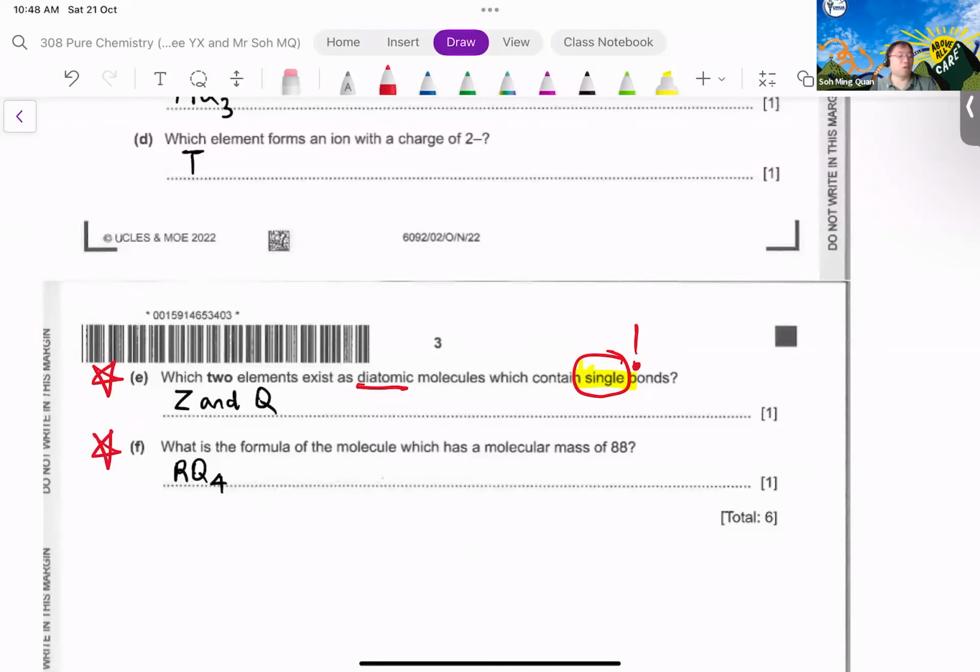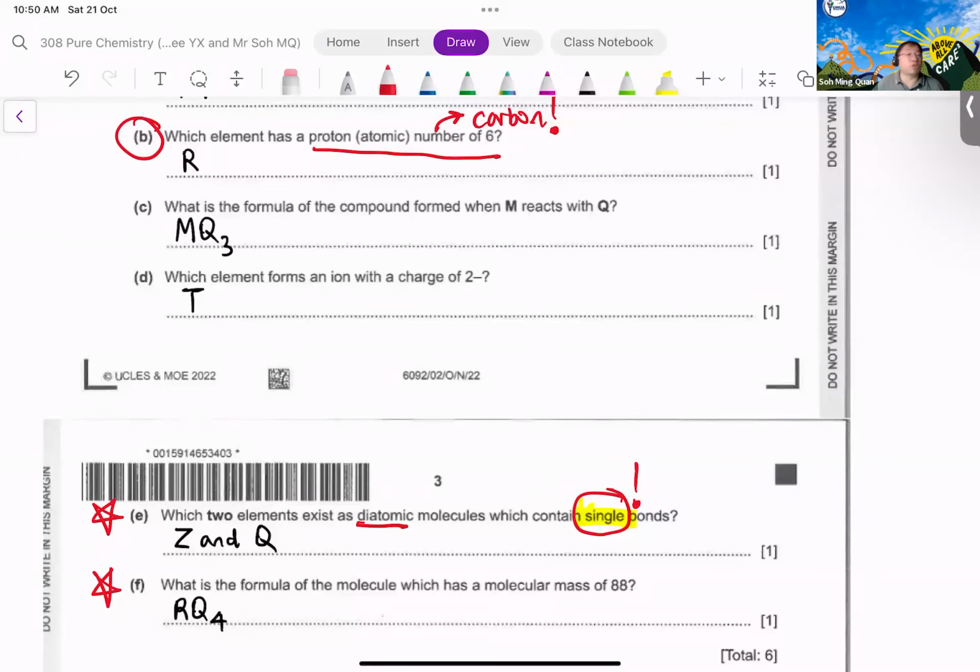Finally, the last one. What's the formula of the molecule with a molecular mass of 88? So you have to go and calculate the MRs. If you calculated the MR, you will get RQ4. Now, please use the symbols M, Q, R, T, and Z. You are told. Don't go and be smart and write CF4. Don't do that. You are already told to use the letters M to Z. So don't change it. Okay?